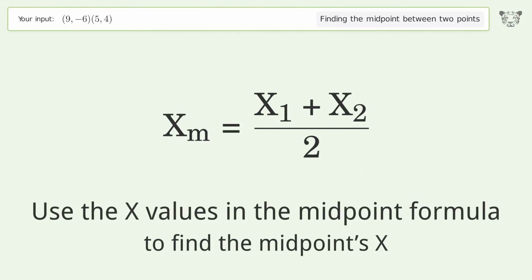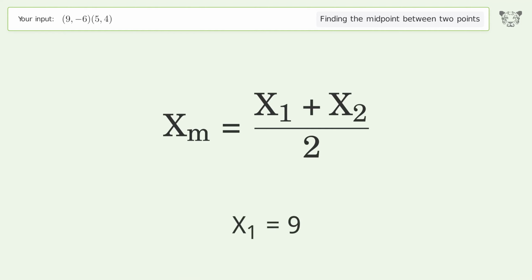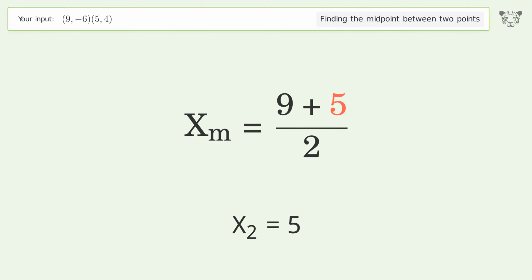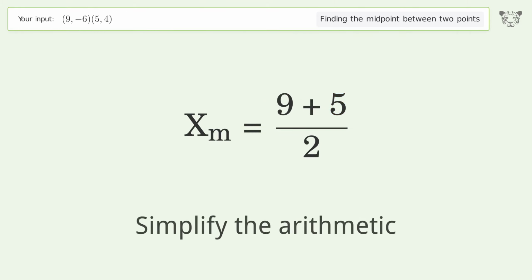Use the x values in the midpoint formula to find the midpoint's x. x1 equals 9. x2 equals 5. Simplify the arithmetic.